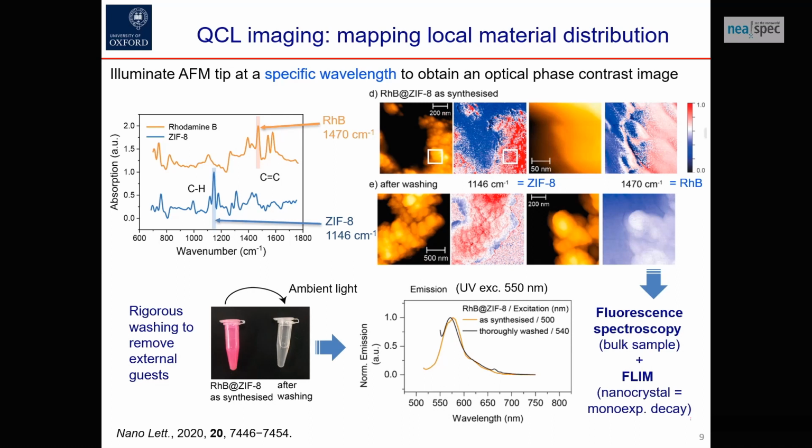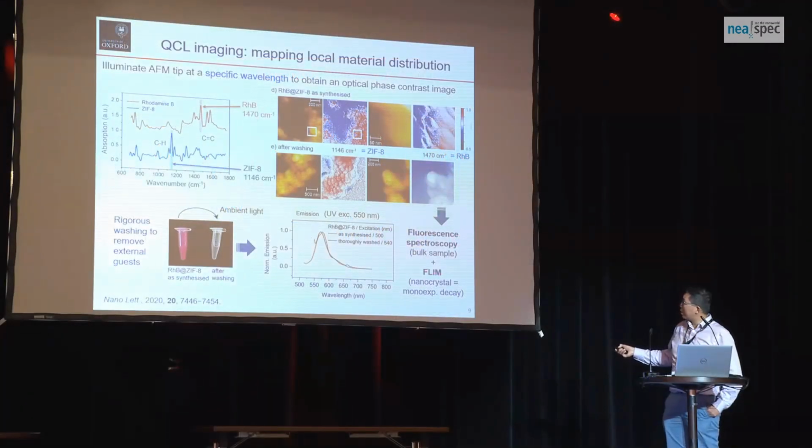But in the well-washed material, the rhodamine B signature 1470 completely disappears. So we have additional evidence that we have encapsulation in the cage itself. Further evidence obtained from fluorescent lifetime imaging of single crystals. I'm not going to talk about this, but the details are all found in that manuscript. Hopefully you look it up.